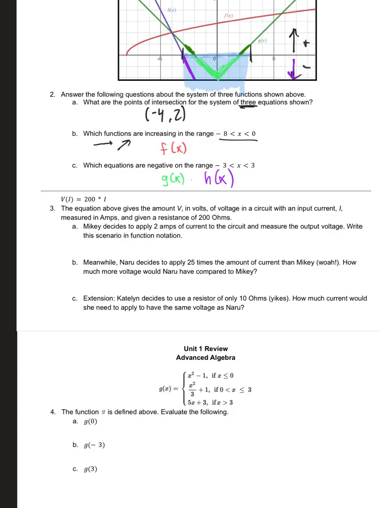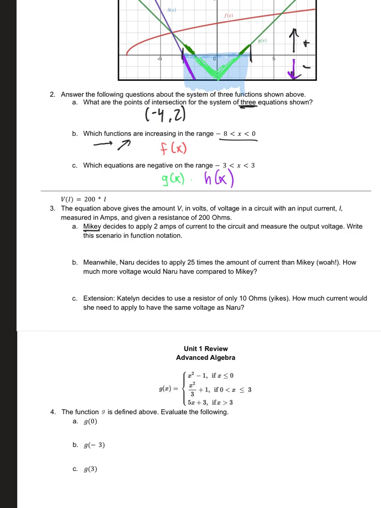Okay, I apologize. It's not the last problem on this one. So here we go. Here's this main equation we're working with. The equation above gives the amount V in volts of a voltage circuit with an input current I. So I is like our input, like X is usually. And given a resistance of 200 ohms, that's that 200 number there. So this is a problem from physics, basically, electrical circuits.